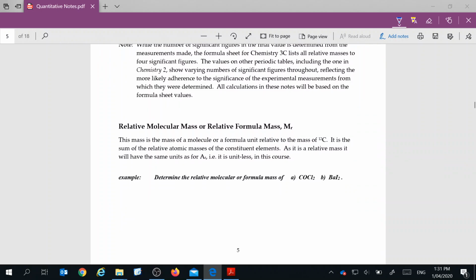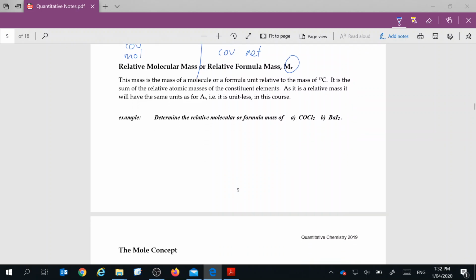Alright, if we're not dealing with just one element, if we're dealing with like a molecule or an ionic substance, then we use the relative molecular mass and the relative formula mass. Relative molecular mass is for covalent molecular substances because they have molecules. Relative formula mass is for ionic substances and covalent network because they don't have molecules, so we can't call it the relative molecular mass. Both of them just use the symbol Mr. The R again stands for relative, so no units required.